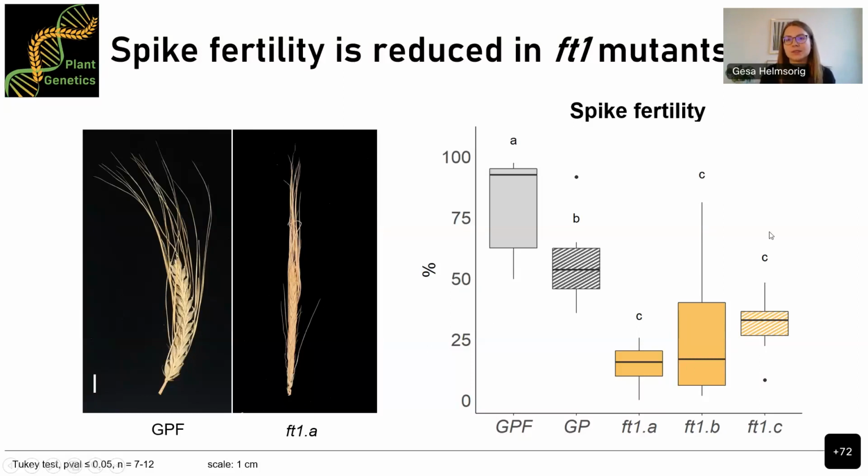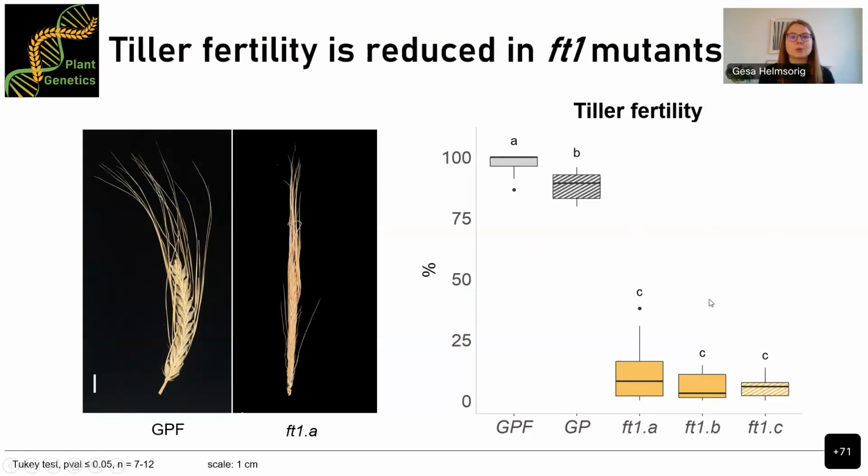And this you can already also see here in the spike fertility on the right, which is significantly reduced in the mutant plants. And also when we look at whole plant level, so looking at the tiller fertility, meaning the percentage of tillers that produce at least one seed. So the bar is very low, but also here we can see that this percentage is really, really low in the 3 mutants. So this yield potential that these plants have is definitely not utilized.